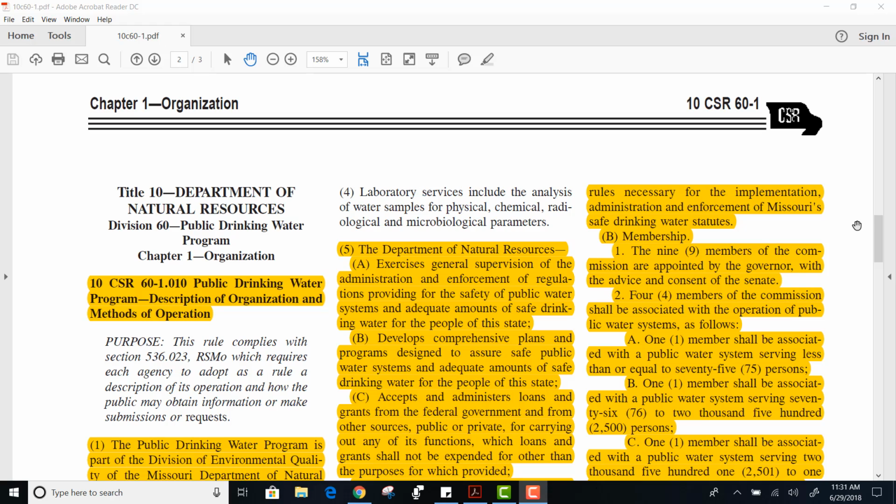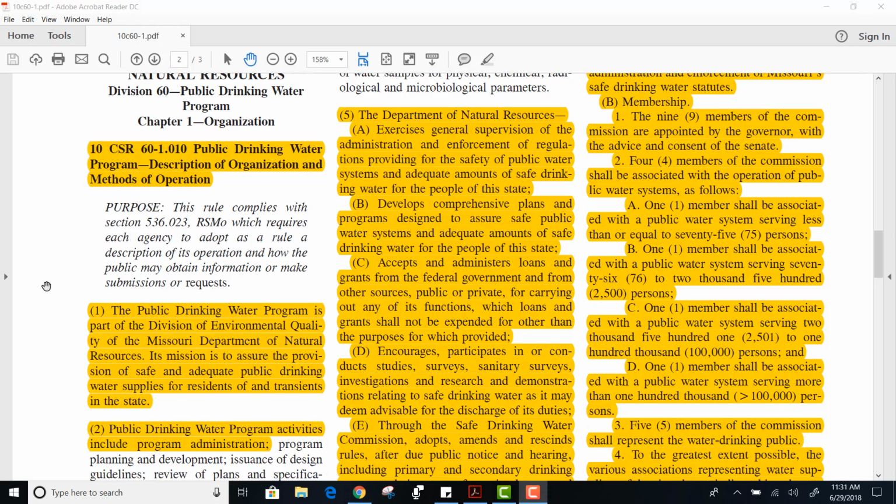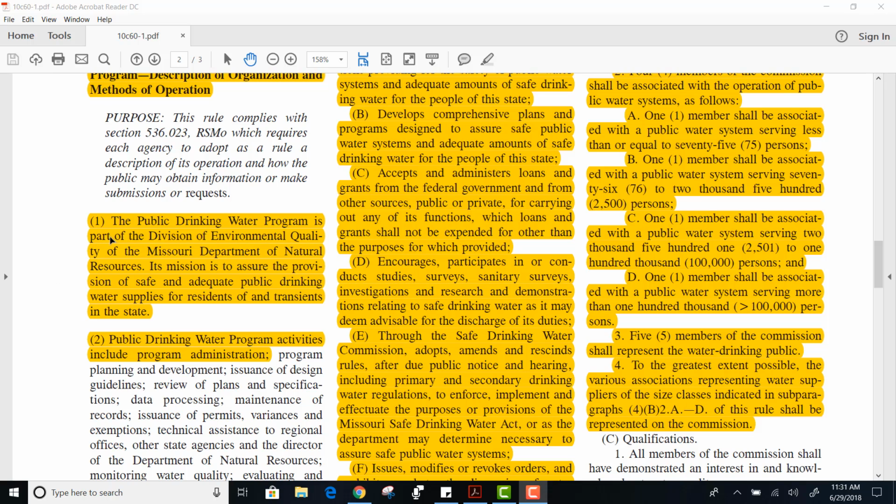Chapter 1 of Division 60. It describes the organization and methods of operations of the Department of Natural Resources. Public Drinking Water Program is part of the Division of Environmental Quality of the Missouri Department of Natural Resources. The Missouri Department of Natural Resources has a lot of different avenues. If you look at their web page, everything environmental is included in the Missouri Department of Natural Resources, even down to lakes and parks and stuff, some of them.